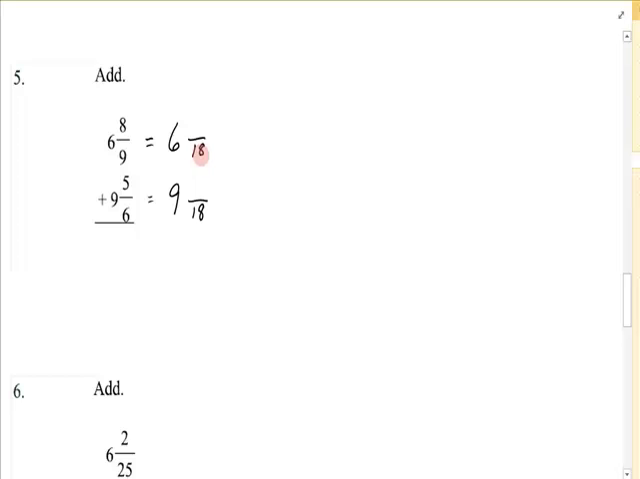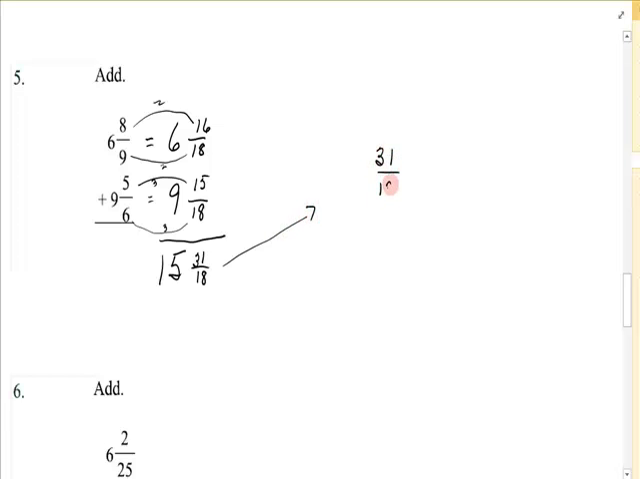9 goes into 18 2 times, and 2 times 8 is 16. 6 goes into 18 3 times, and 3 times 5 is 15. When I add these, I'm going to have 31 18ths, and when I add my whole numbers, I get 15. Now this is an improper fraction. You can go off to the side and take care of it. 31 over 18. I'll need to divide 18 into 31. It only goes one time.